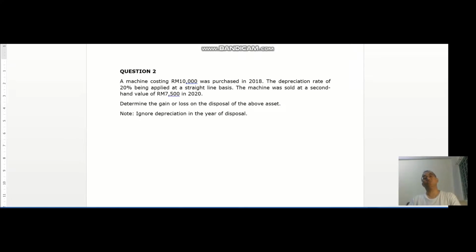Okay, just now in question number 1, it says your full year depreciation is to be applied. So meaning that if you dispose in 2020, you still need to calculate the depreciation. It all depends on the management. So if your boss asks you to calculate full year depreciation, you just calculate. If your boss says no need to calculate the depreciation in the year of disposal, then you don't calculate. So let's take situation number 2, that is, ignore the depreciation in the year of disposal, meaning that when the disposal happens in 2020, in that 2020 you don't need to calculate. Okay, let's go to Excel.